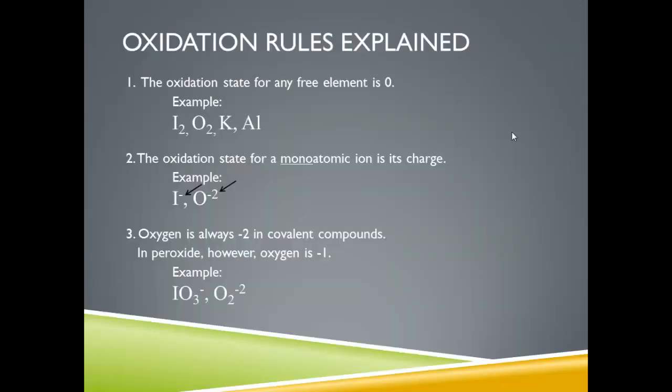Rule number 3, oxygen's always -2. So the first example, iodate, oxygen's a -2 because that's the rule, and there's 3 of those, so that's -6. And the sum has to equal -1, so iodine is +5. In peroxides, oxygen is a -1, because if you work that out, there are 2 oxygens, so that's -2, and that has to equal the sum of the charge.